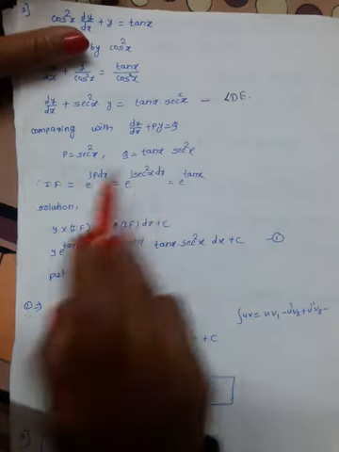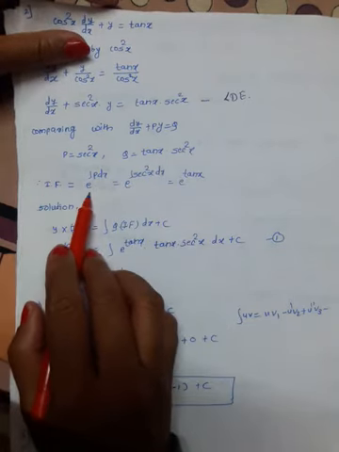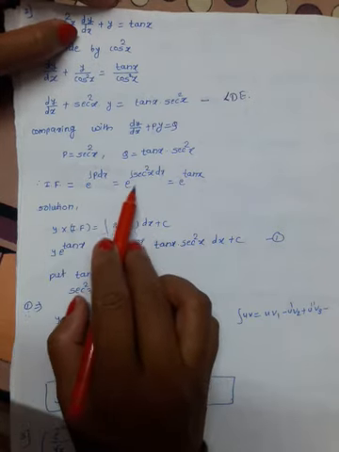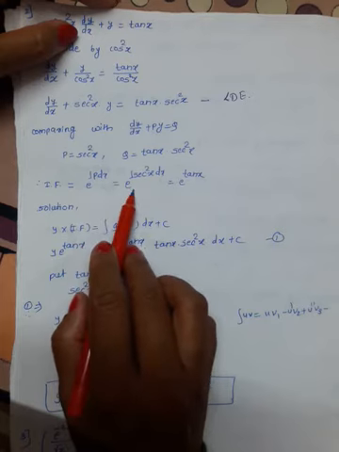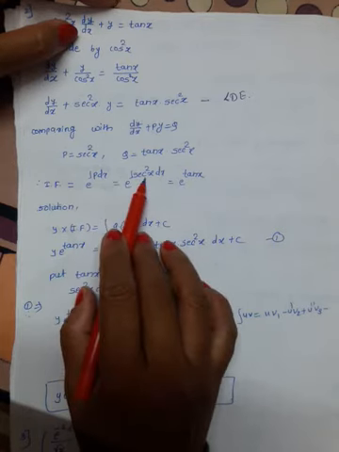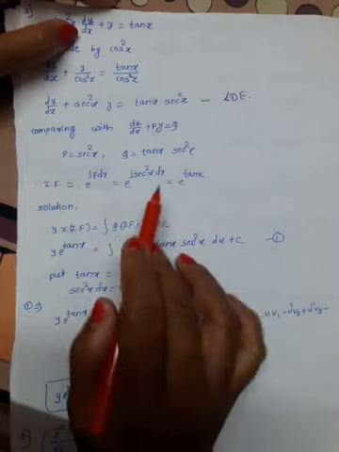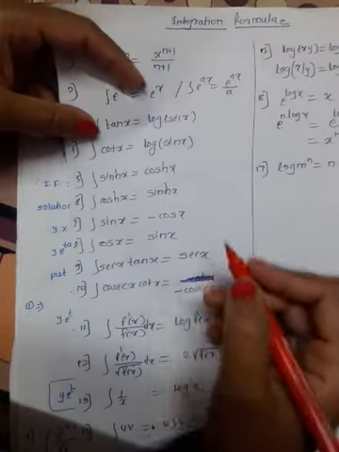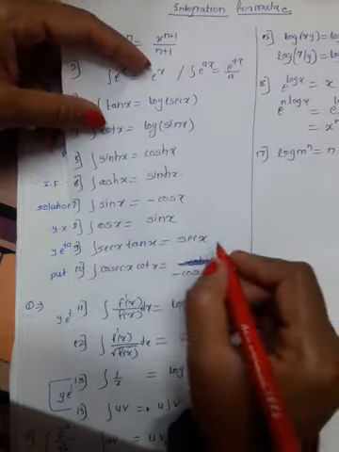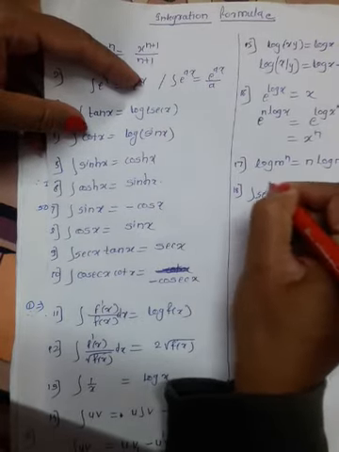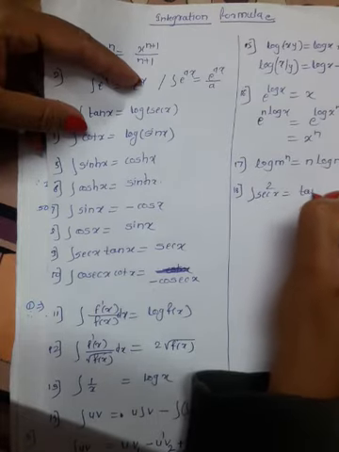sec square x. Now we have to find the integrating factor. The formula for the integrating factor is e raised to integral of p dx. Put the value of p here. We get e raised to integral of sec square x dx. Integration of sec square is tan x. You have to mug up all the formulas. Here we have one more formula missing, so write it down wherever possible: integration of sec square x is tan x.